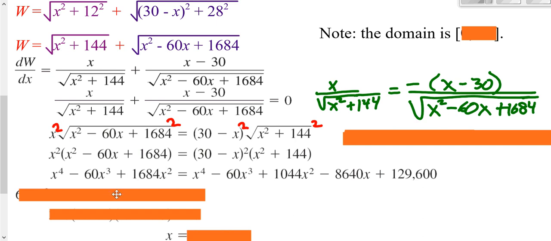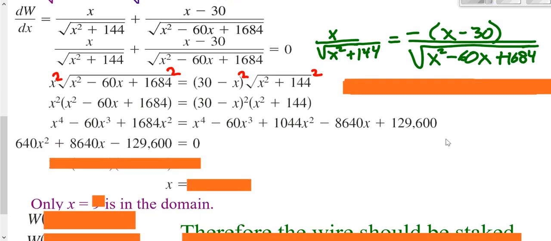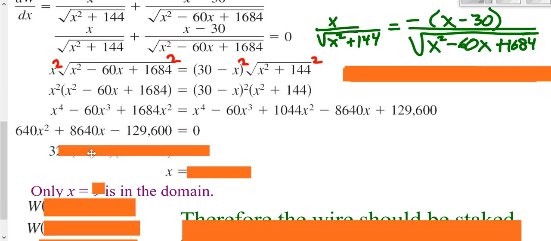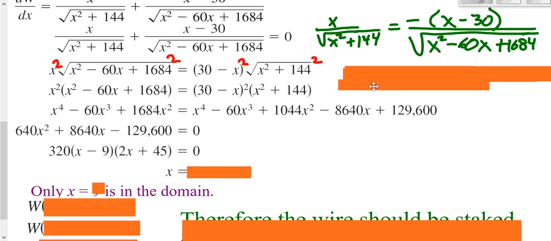So set it equal to 0. And then you could try to factor or quadratic formula. First of all, I'd pull out my greatest common factor. It does factor quite nicely, but if you wanted to use quadratic formula, you'd be welcome to. It wouldn't make a difference. And you would get two answers of 9 and negative 22.5.